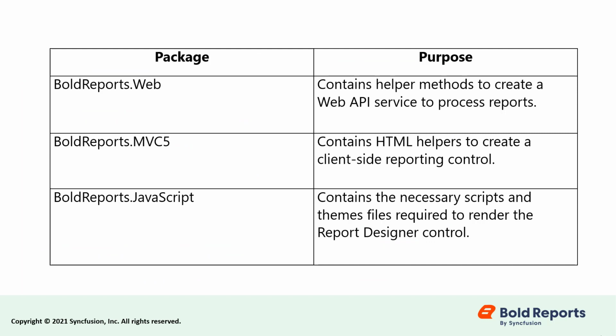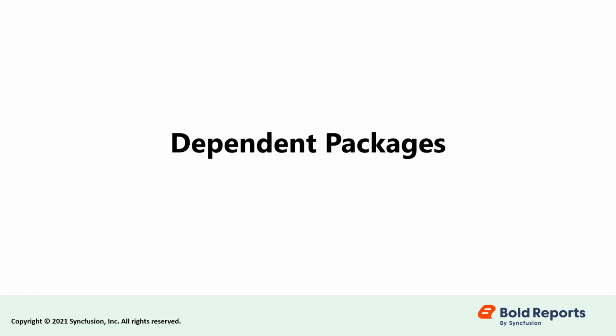I have described the purpose of each package in the following table. The Bold Reports.web package contains helper methods to create a web API service to process reports. The Bold Reports.MVC5 package contains HTML helpers to create a client-side reporting control. The Bold Reports.JavaScript package contains the necessary scripts and theme files required to render the Report Designer control.